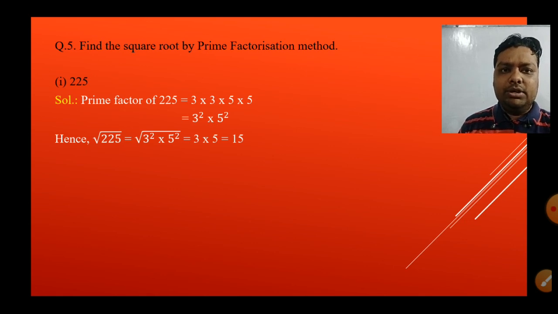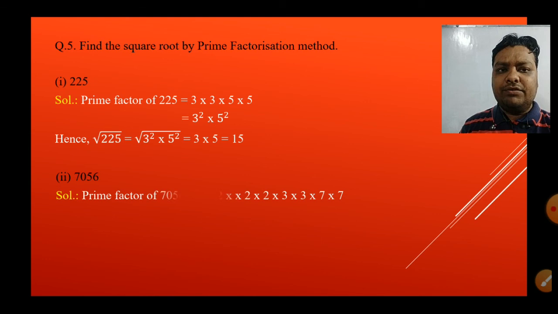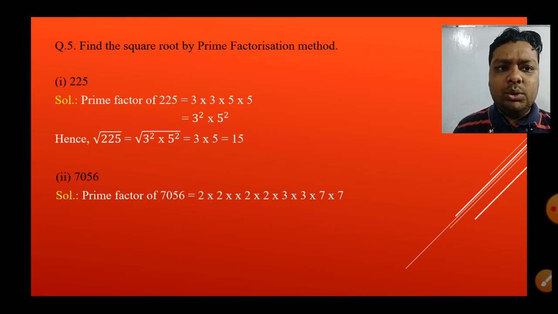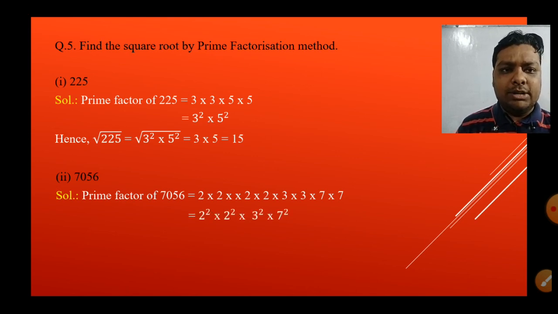Okay. Now same as we will solve the second question, 7056. Okay. Now same we will find the prime factor of 7056. Then we will get what? 2 4 times, 3 2 times, and 7 2 times. Okay. Again we can write it like this: 2 square, 2 square, 3 square, and 7 square. It is the product of.